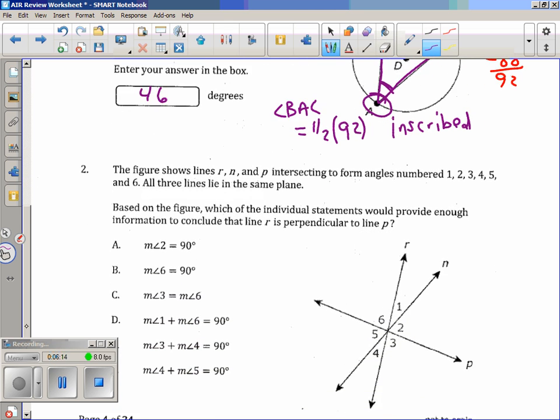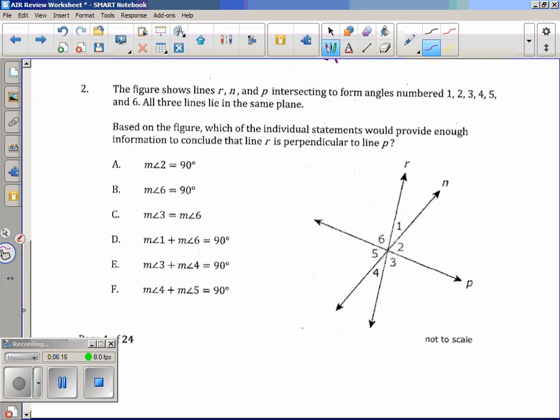Number 2. The figure shows these lines R, N, and P intersecting at angles numbered 1, 2, 3, 4, 5, and 6. All three lines lie on the same plane. They're all on the same surface. Based on the figure, which of the statements would provide enough information to conclude that R is perpendicular to P? Well, we want R to be perpendicular to P. If they're going to be perpendicular, then they need to form 90-degree angles.